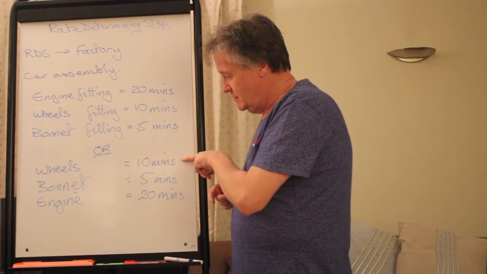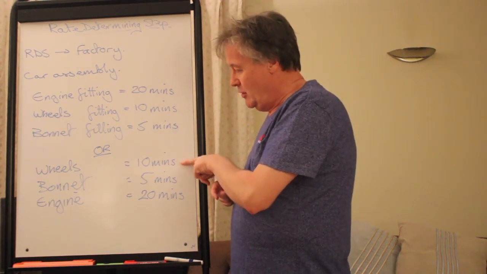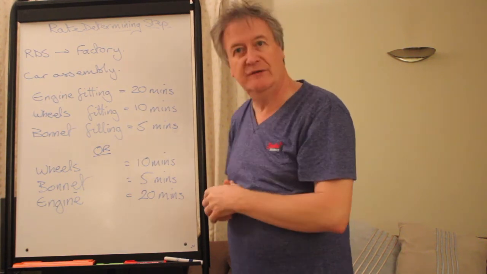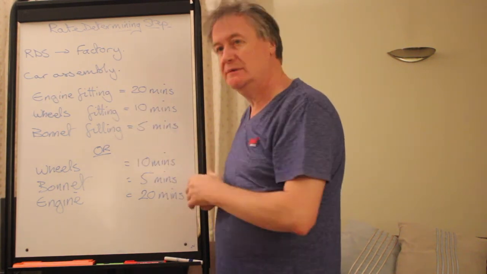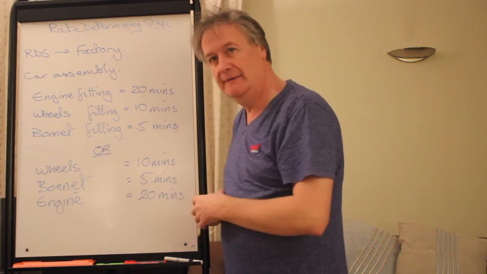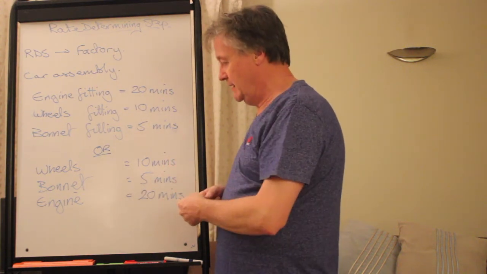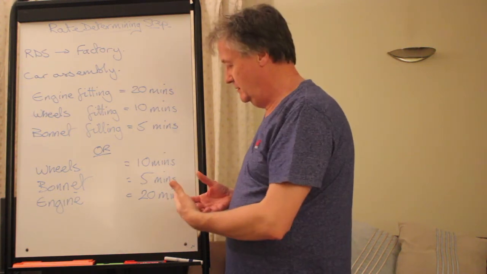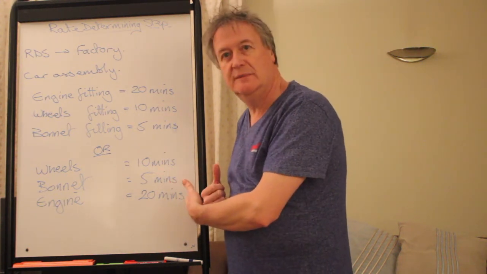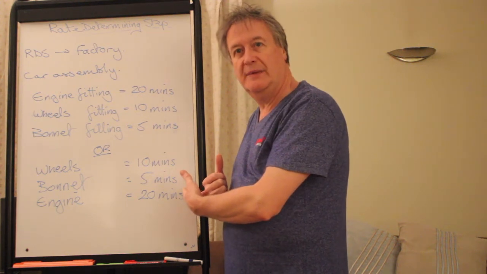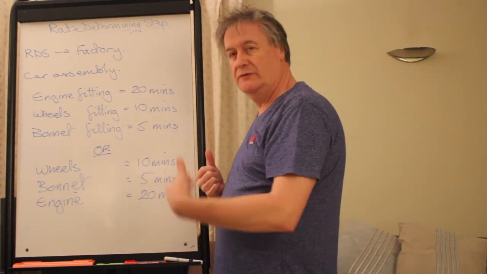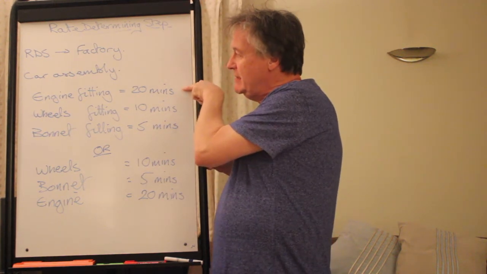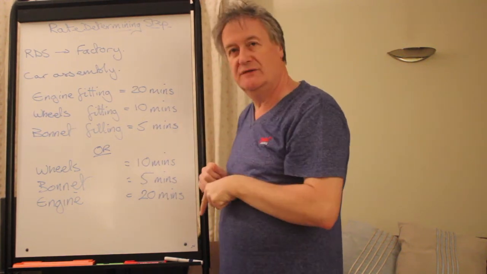So this car goes down here, and then before the next wheel-fitted car arrives, the bonnet has been finished and it's waiting to go onto the engine fitting. Then the next one comes down and the bonnet is fitted and it can't go into the engine fitting because it still hasn't finished its 20 minutes. So there's a 5 minute backlog, and all through the day that will keep building up. So here, this is the rate determining step and everything that follows it is fast.